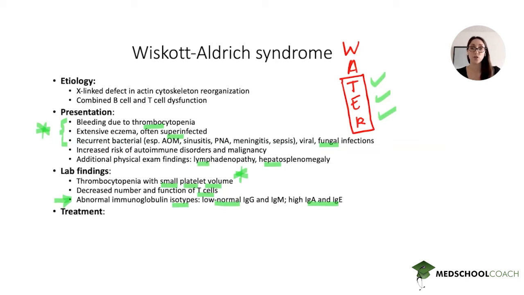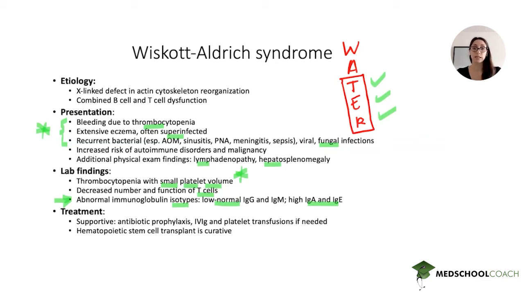And then finally, in terms of treatment, these patients often will need antibiotic prophylaxis. They may need IVIG and platelet transfusions based on their immunoglobulin levels and their platelet levels. They certainly will need antibiotic prophylaxis, but this is more supportive. The only curative treatment is a stem cell transplant.